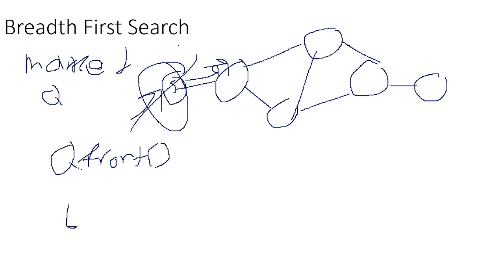Then I use my breadcrumbs, and my breadcrumbs is an unordered map with your key being a vertex and your value being a vertex. So let's say breadcrumb of vertex is equal to my source. So let's call it source S. And then I'll iterate through.